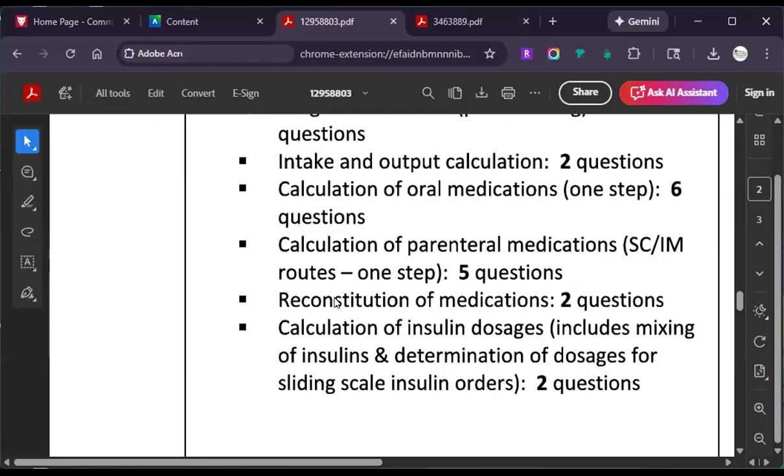We have a couple of reconstitution questions. The only thing reconstitution means is that you have a medication that's available in the pharmacy in a powdered state. Then at the pharmacy or in certain clinical situations, you might add water, usually deionized or distilled water, to the medication, shake it up, and then you can administer it.